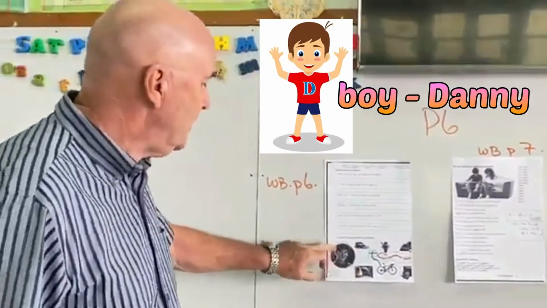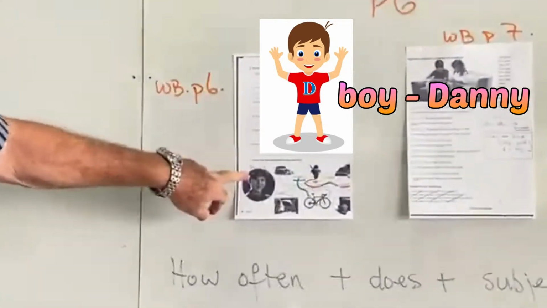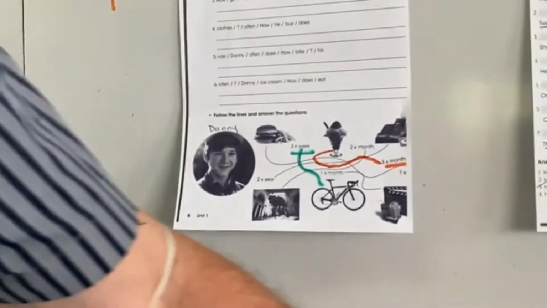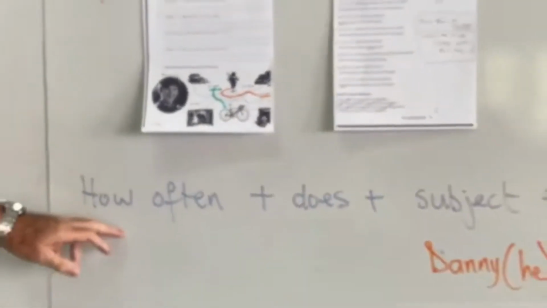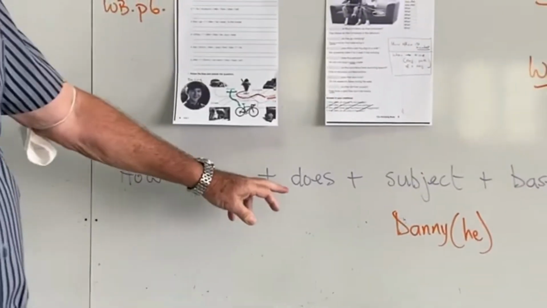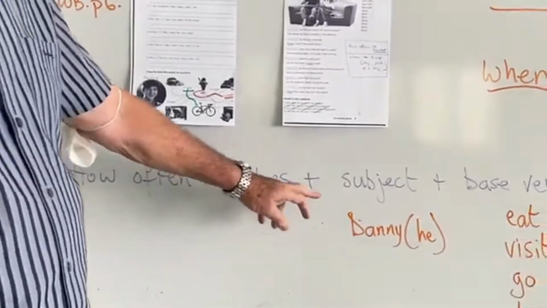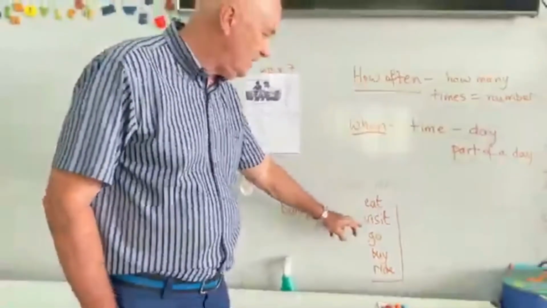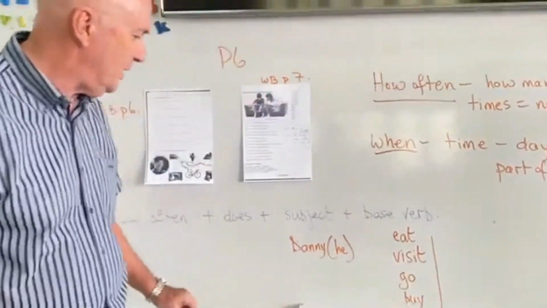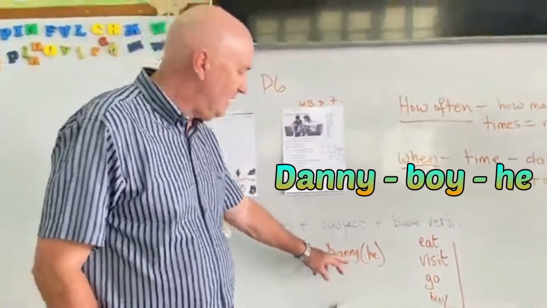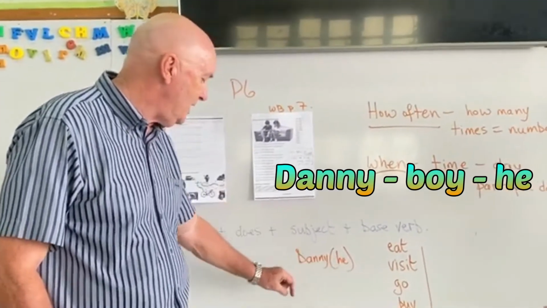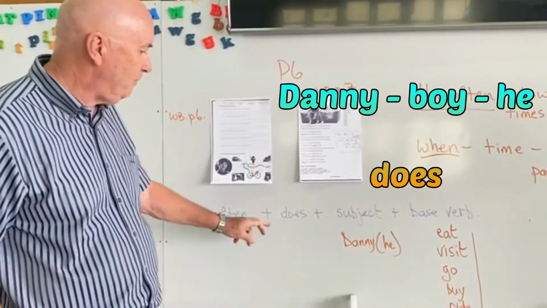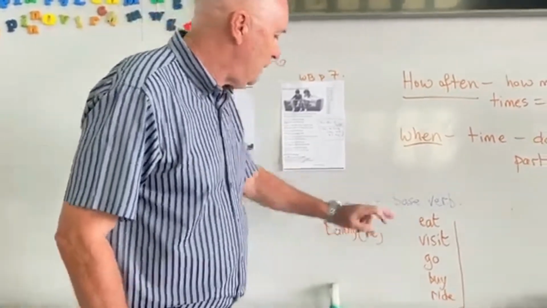Now, we're talking about a boy here, Danny, and when we do the how often question, it's going to look like this. We start with the question how often, and then does, and then our subject, which is Danny, a boy, he, and then our base verb, eat, visit, go, buy, or ride. Because the subject is Danny, a boy, he, one boy, he, then here we have to use does. So it's going to be how often, does, subject, and base verb.